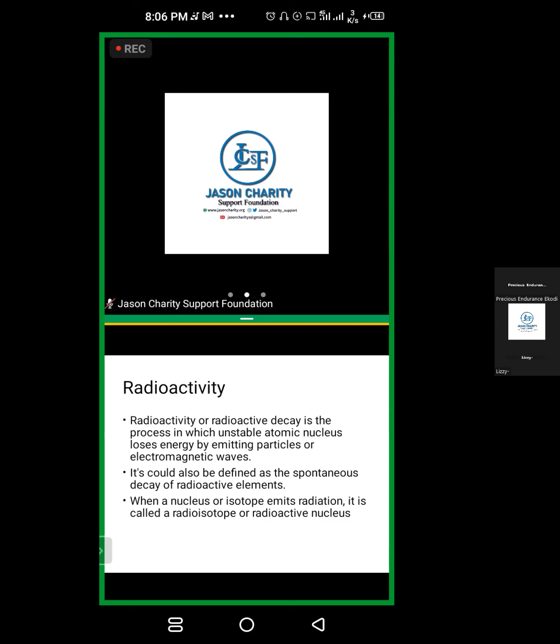Now, when the nucleus of an isotope emits radiation, it is called a radioisotope or radioactive nucleus. So not all nuclei or isotopes are radioactive. We will see a few examples of these as we go on, so please take note of this. Radioactivity, simply put, is a spontaneous decay of a radioactive element leading to emission of energy.